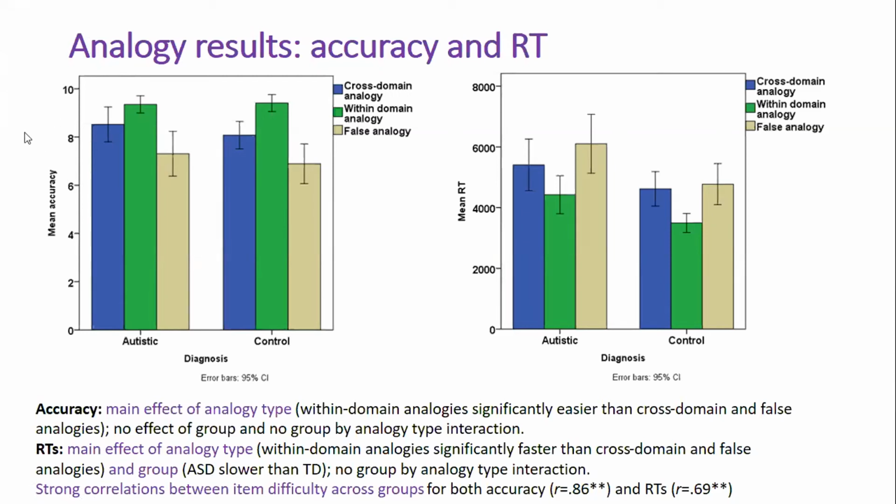And what you can also see in the results is that the pattern is very similar in both the autistic and the control group. So it seems that they essentially processed the analogies in a very similar way. If you look at reaction times, you can see, again, a very similar effect of type of analogy, but you also see that autistic participants were maybe about 1 second slower in processing these analogies. So they take a longer time to process these analogies.